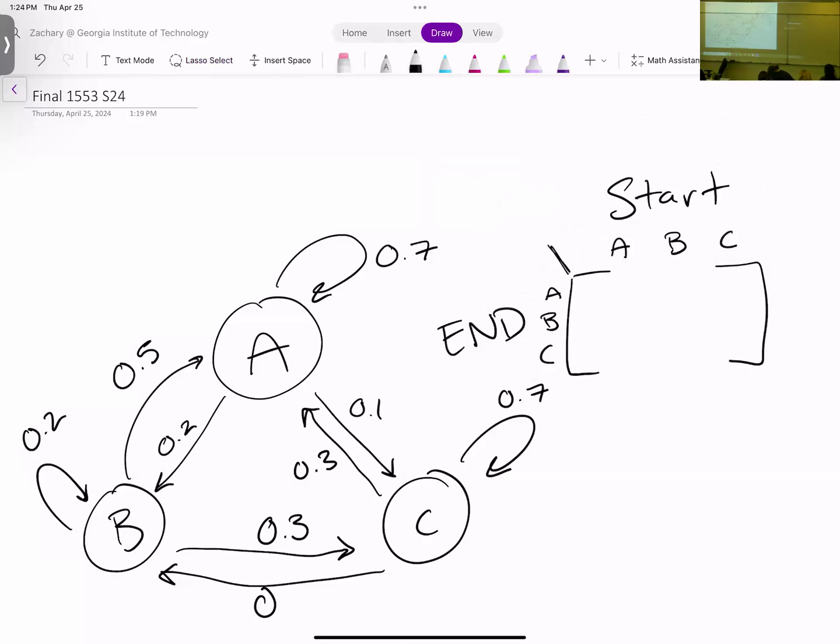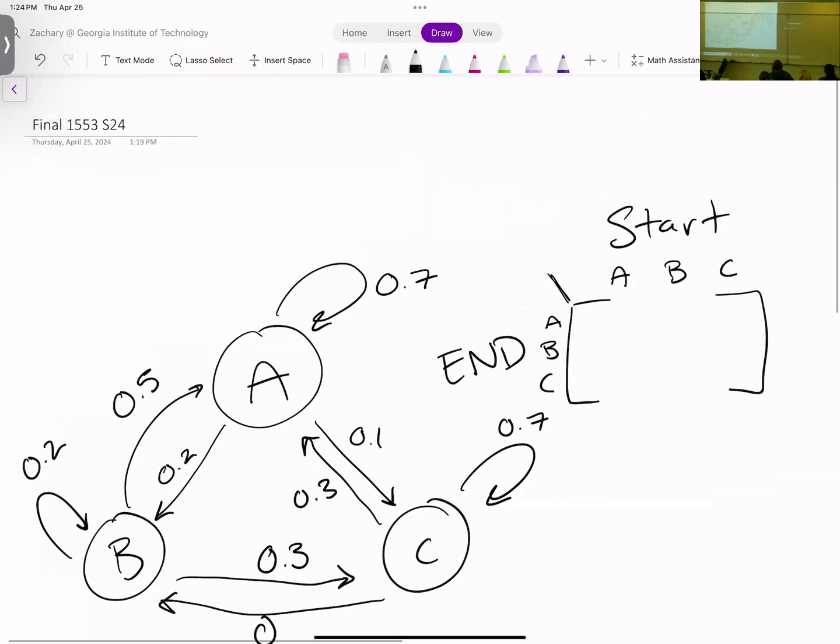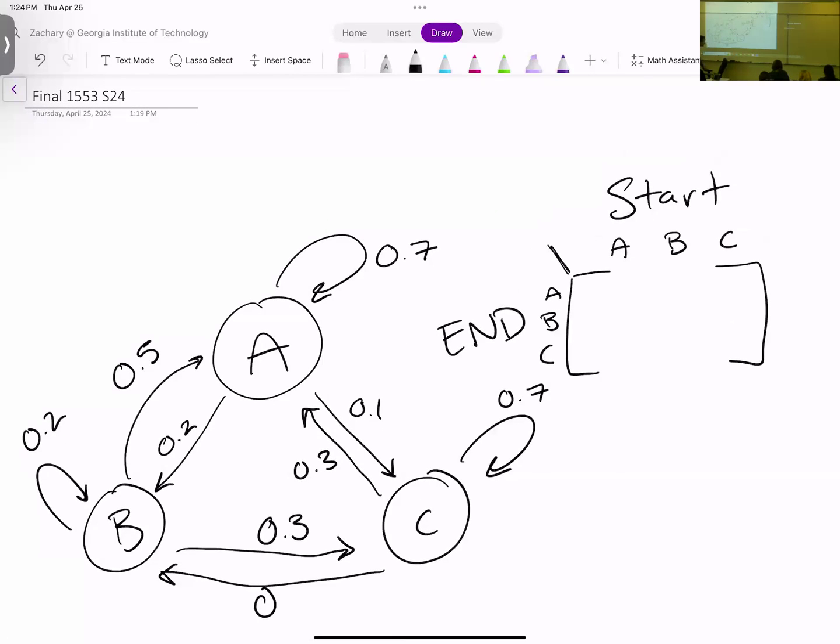Okay. So looking at this and tying these sort of things together, what percent of people start in A and end in A? 70%, right? 0.7. How many start in A and end in B? 0.1. And how many start in A and end in C? 20%. Okay. Following with B, how many people start?